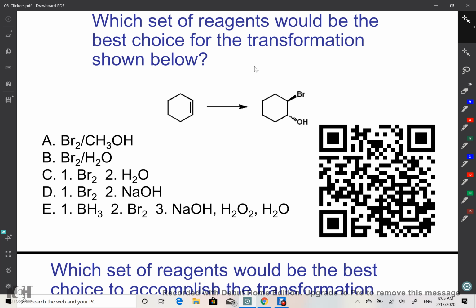But when we don't put numbers, like in C and A, it means that we put them all together at once. So for E, we first add BH3, let the reaction run, and then we add this, let the reaction run, then we add this, and let the reaction run. Does that make sense? That's the difference, and that will make a whole lot of difference in the reaction.